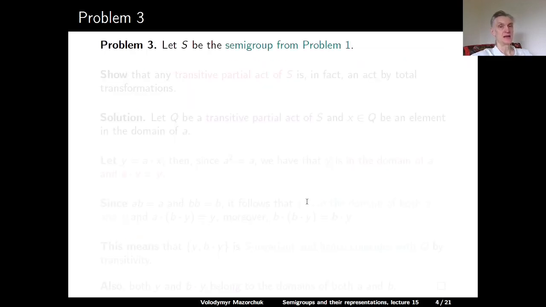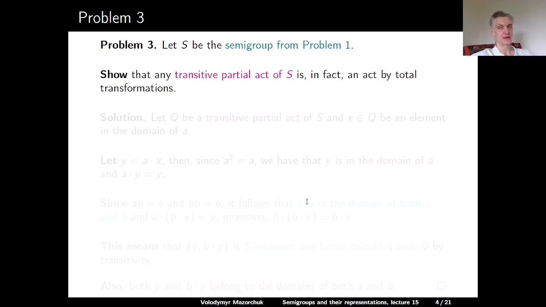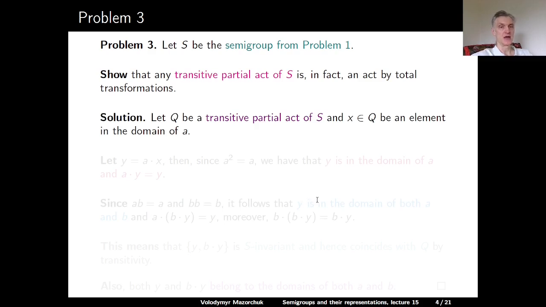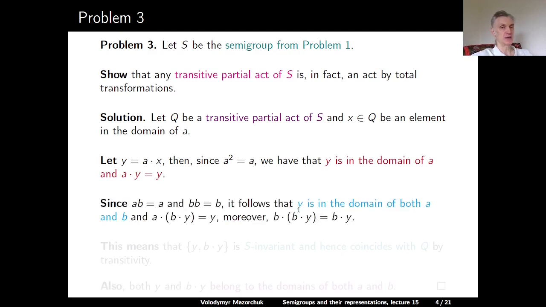Problem 3. Let S be the semigroup from problem 1. Show that any transitive partial S act is, in fact, an act by total transformations. Solution. Let Q be a transitive partial S act and x an element in Q. Assume that x is such an element that it belongs to the domain of the element A. Let y be Ax. Since A squared is equal to A, y must be in the domain of A, and Ay is equal to y. Since AB is equal to A and B squared is equal to B, it follows that y is in the domain of both A and B, and A(By) is equal to y, and B(By) is equal to By.